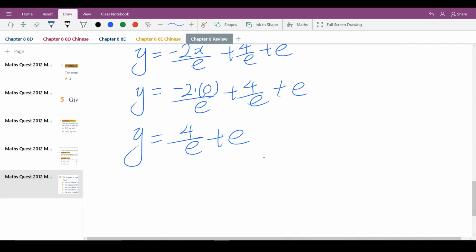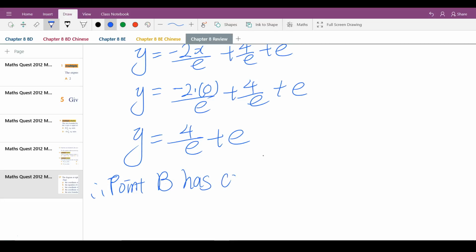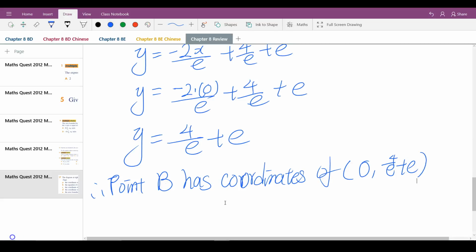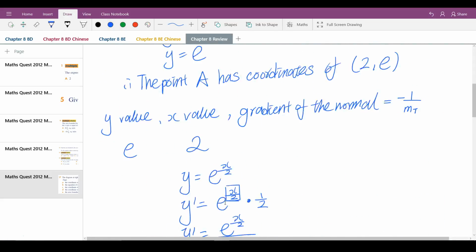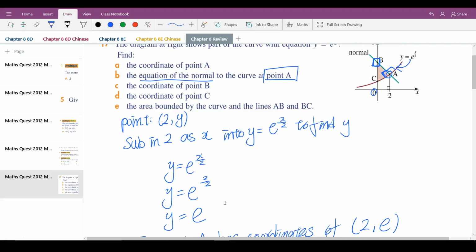So therefore, point B has coordinates x value 0, and the y value is 4 over e plus e. There you go. Okay, that's question C done.